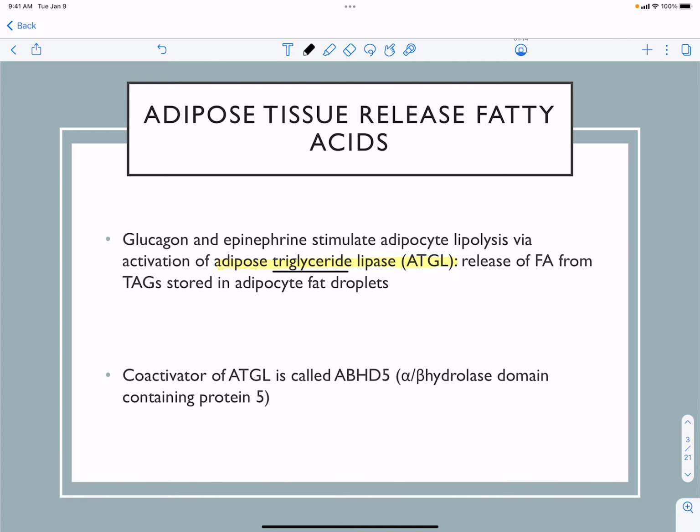For adipose triglyceride lipase, you're going to need a co-activator. This is referred to as alpha beta hydrolase domain containing 5, or ABHD5. ABHD5 basically keeps adipose triglyceride lipase, ATGL, away from fat until it's activated, and it's going to have some help in doing that as well.